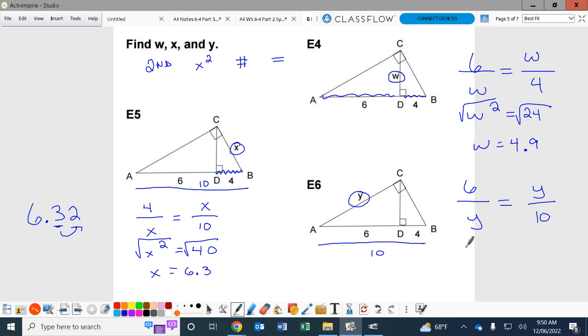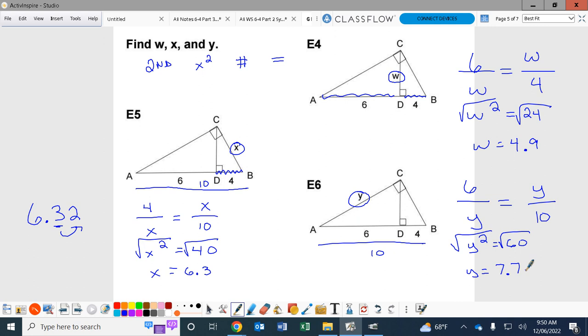Cross multiply that, it's going to be y squared equals 60. Take the square root. 60 is between 49 and 64, so it's going to be between 7 and 8. So it's 7 point something. Okay, so just 7.7 when you round it off. There you go. Perfect. Good deal.